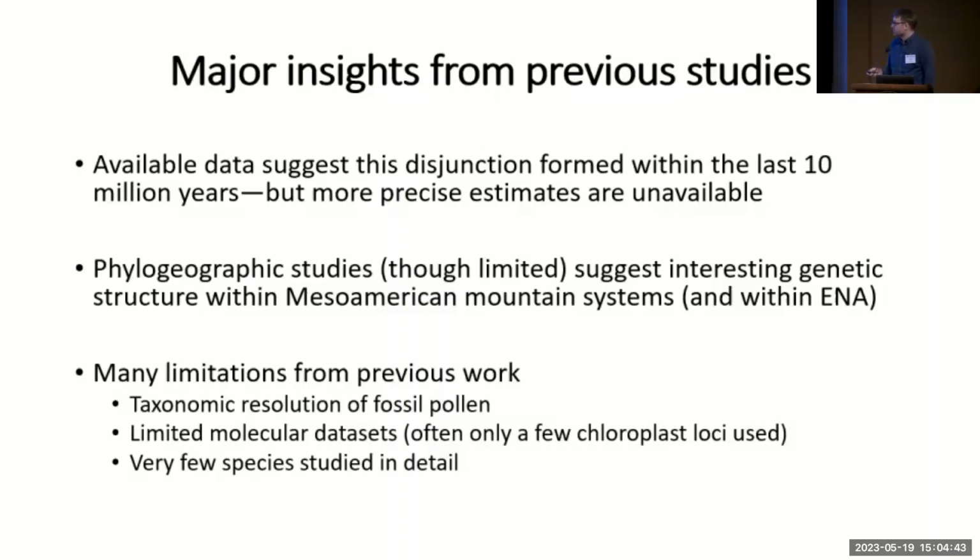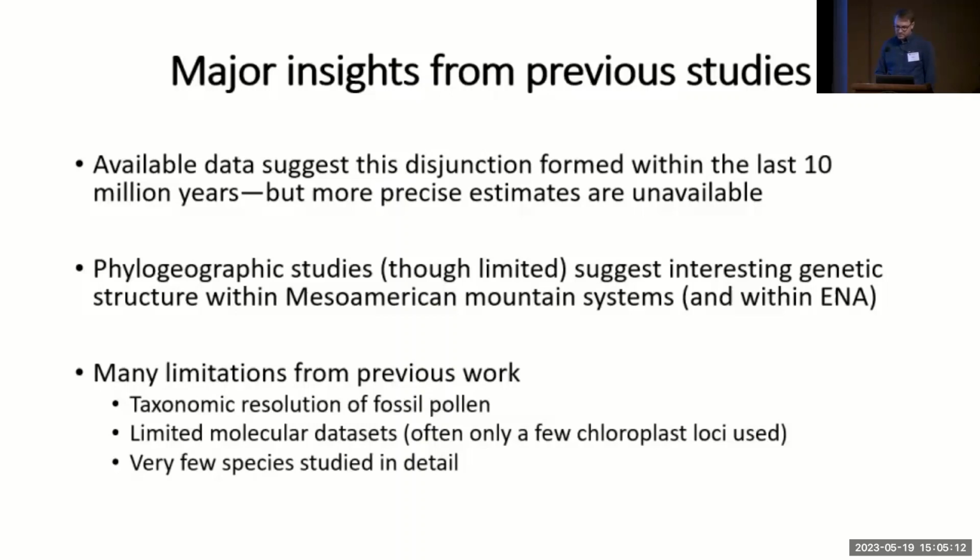A lot of the previous work has been limited by, for example, the limited fossil record in some cases, or the taxonomic resolution of it. Molecular data is also pretty limited for this disjunction, and the phylogeographic studies that have been done have generally only used chloroplast loci, usually only a few. So I think hitting this with next-generation sequencing and getting a lot of nuclear data would be valuable for revealing the patterns.